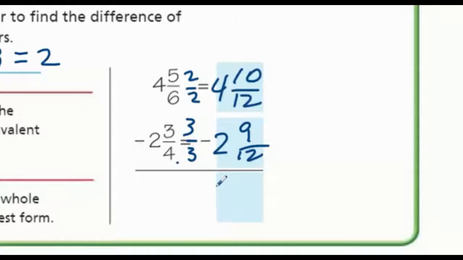Now, okay, now it's just time to subtract. 4 minus 2 is 2. 10 minus 9 is 1. So I get 2 and 1/12.